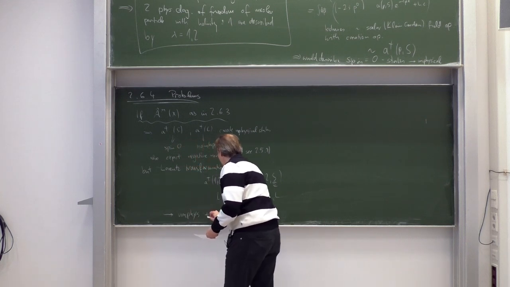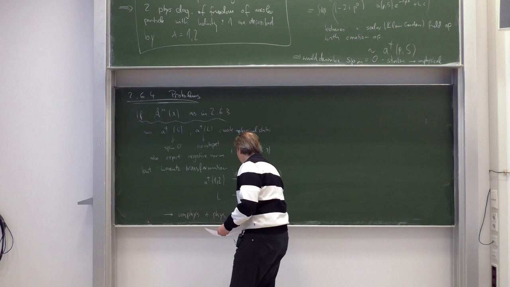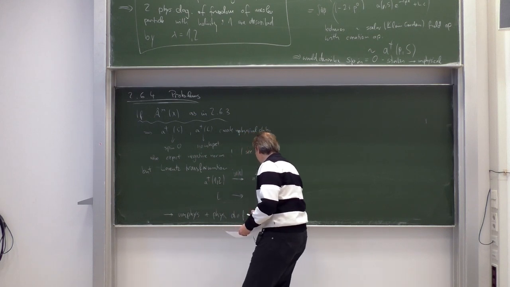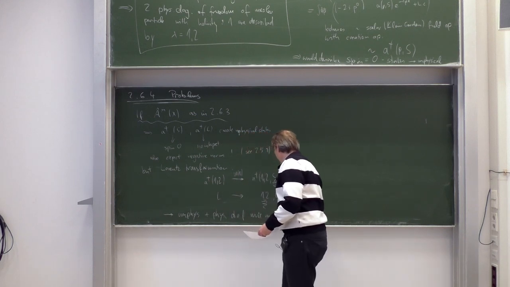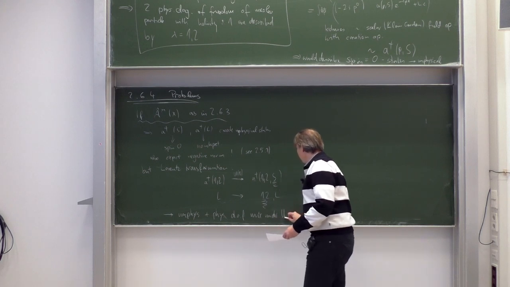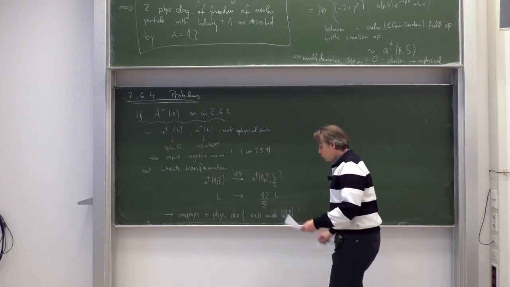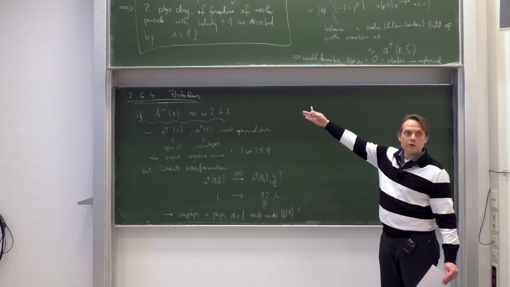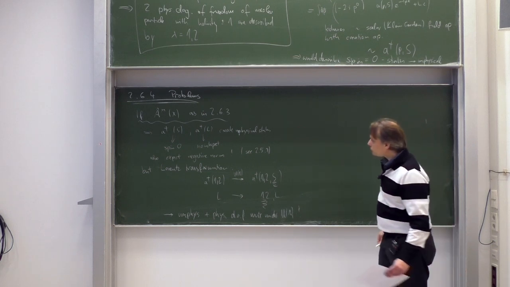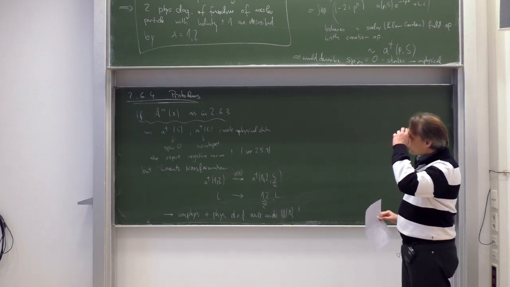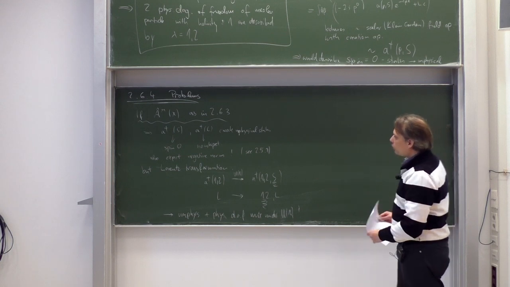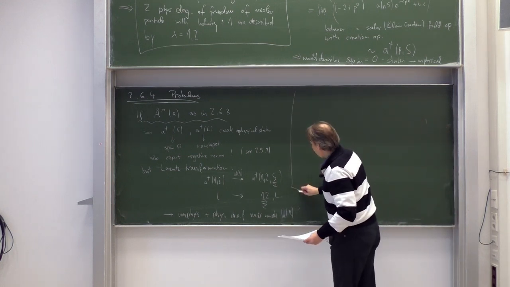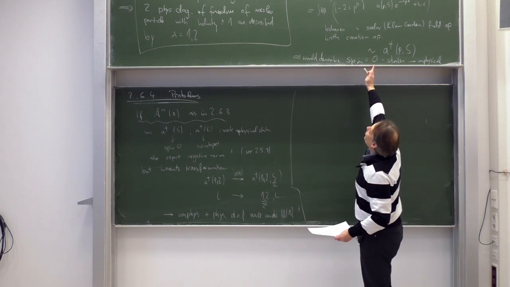Unphysical and physical degrees of freedom mix under U of lambda. So that is one problem. Unphysical states, and they mix under Lorentz transformations.